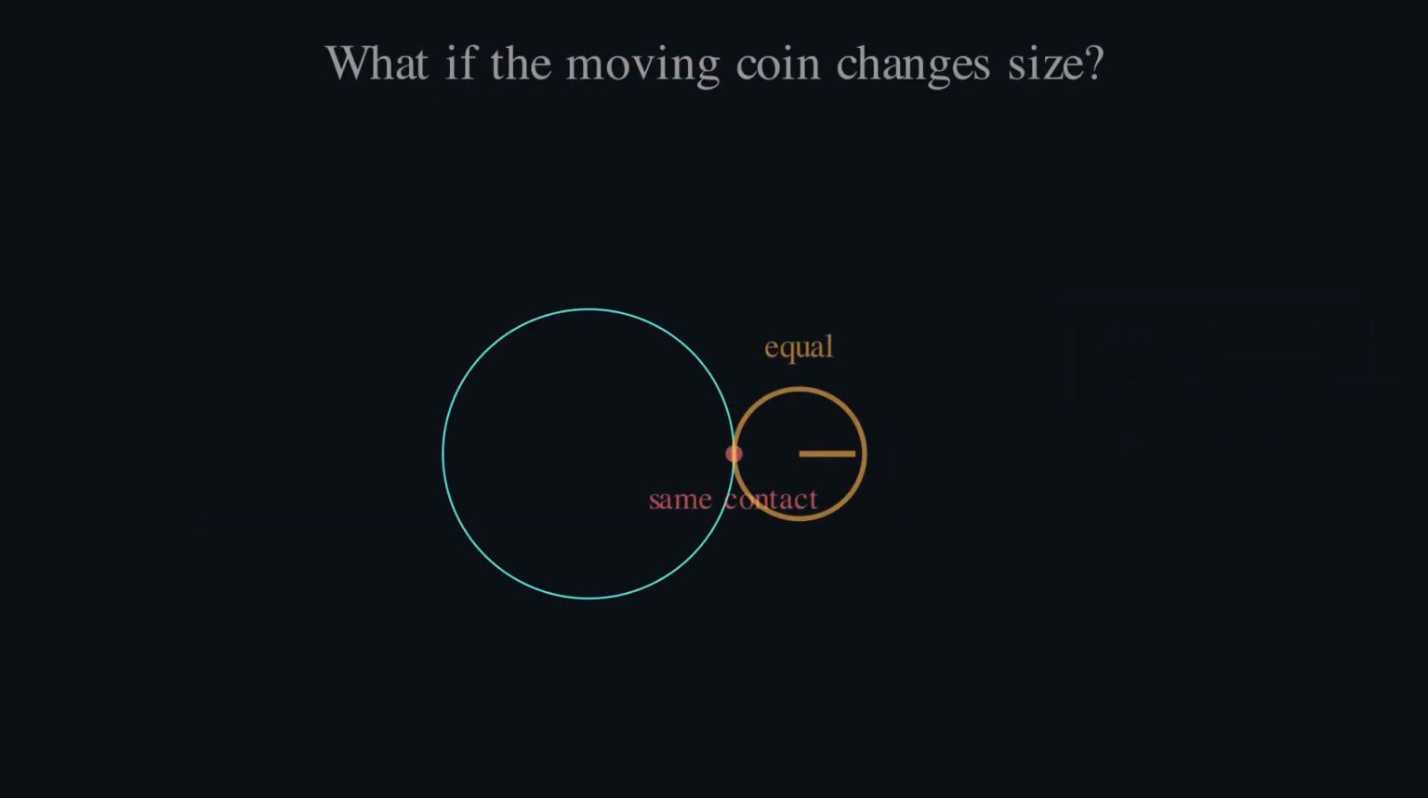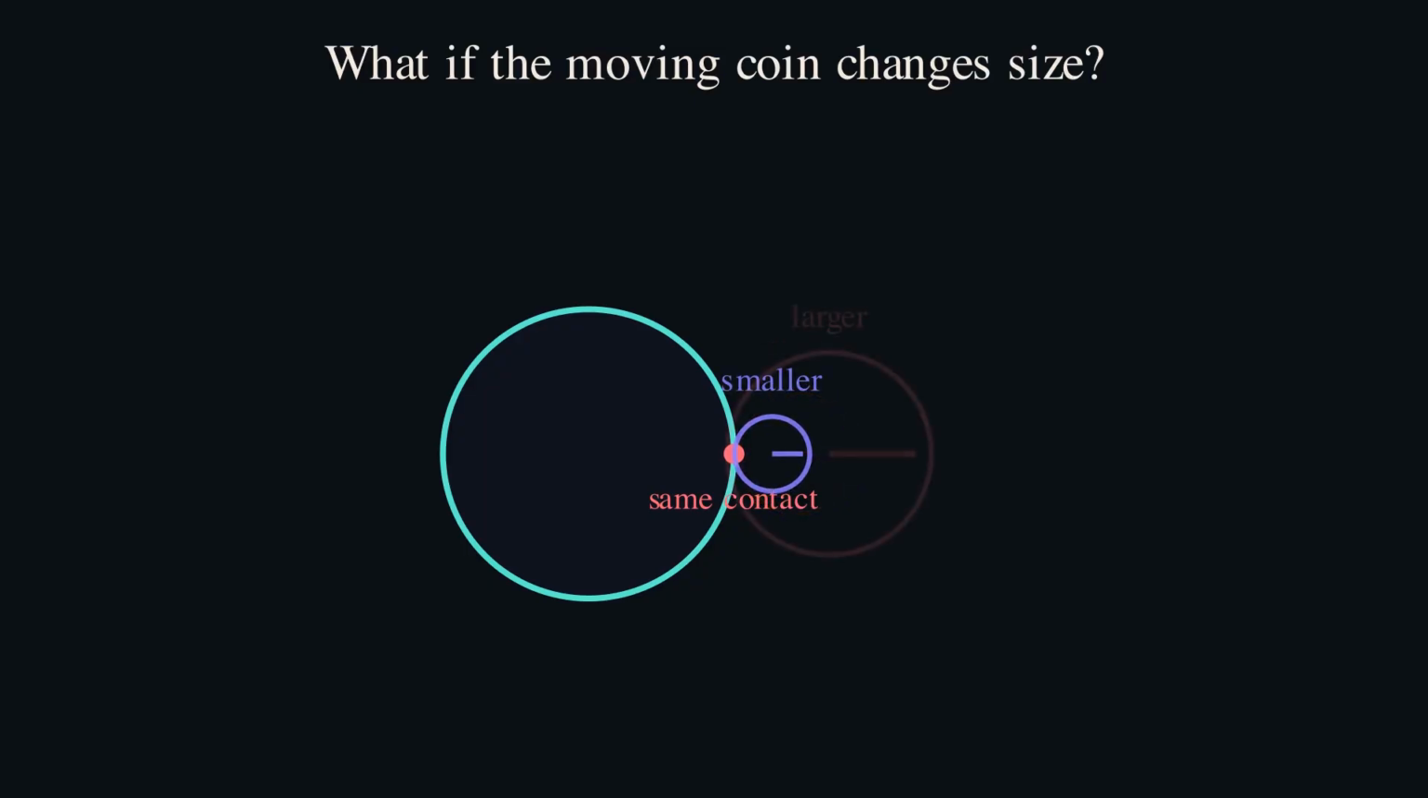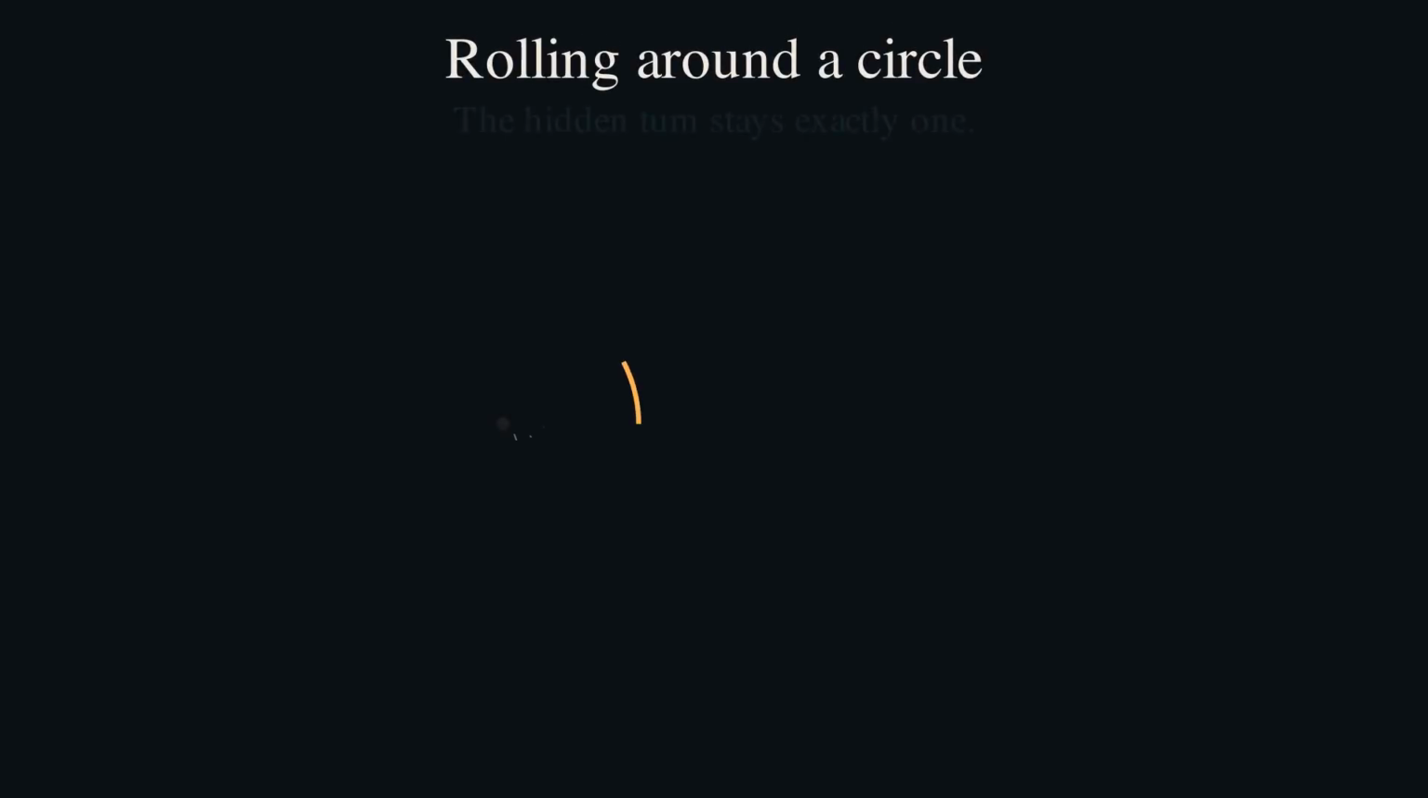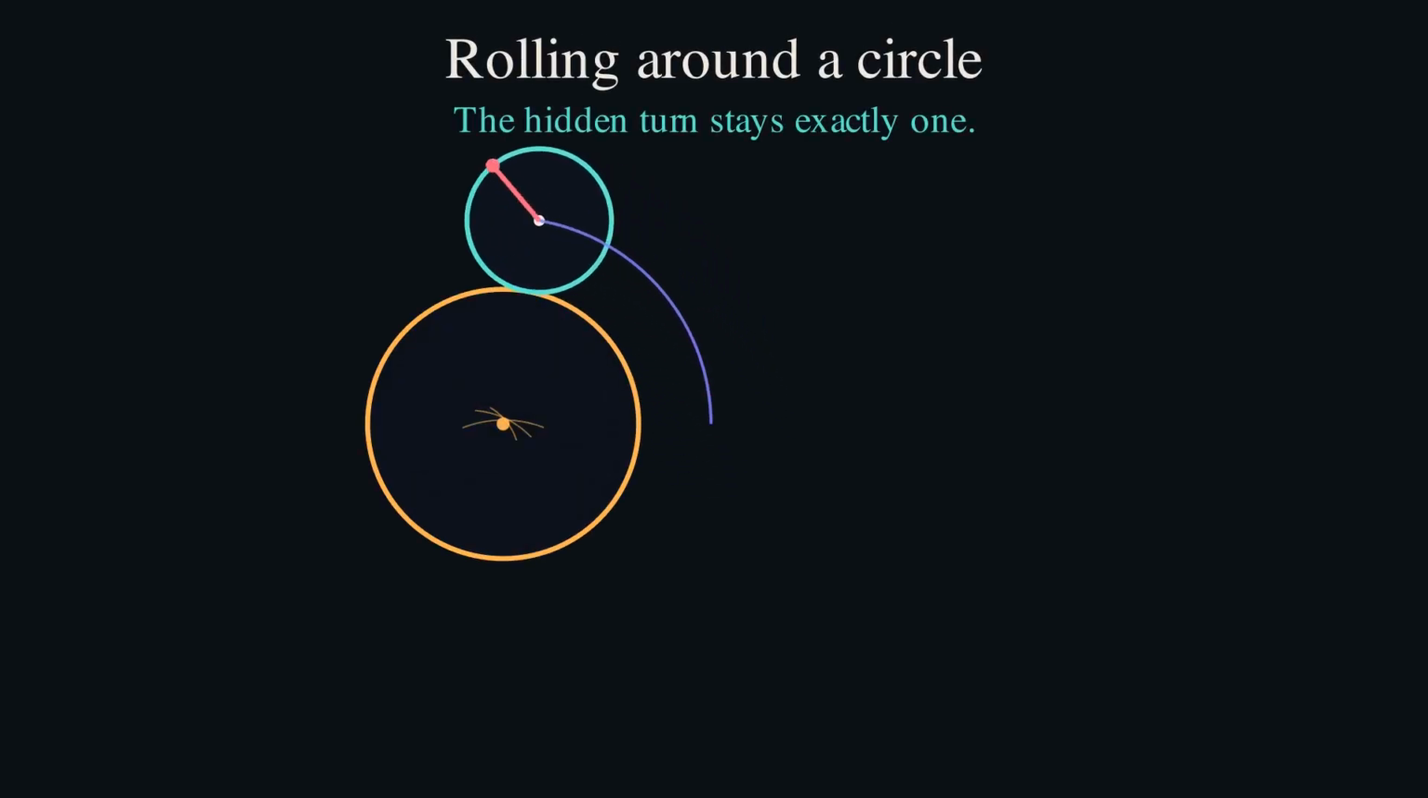Nice, but equal coins are almost too tidy. If the rolling coin changes size, does the hidden turn stay 1, or was that another coincidence? The hidden turn stays exactly 1. The other contribution changes with the size ratio.